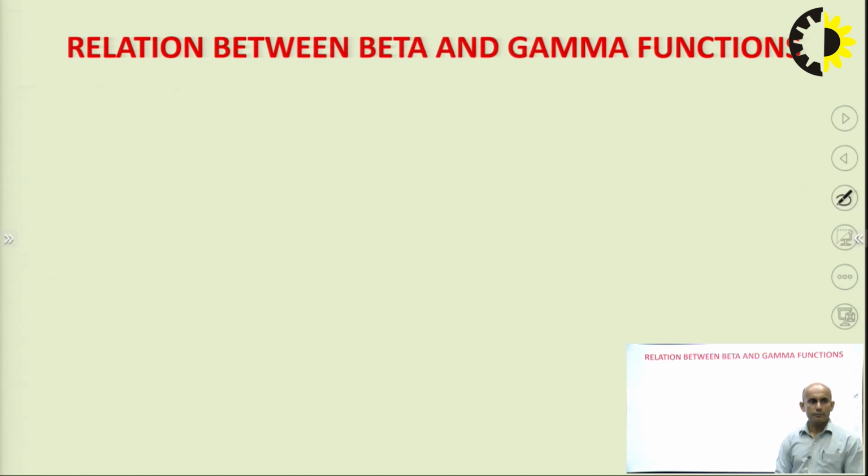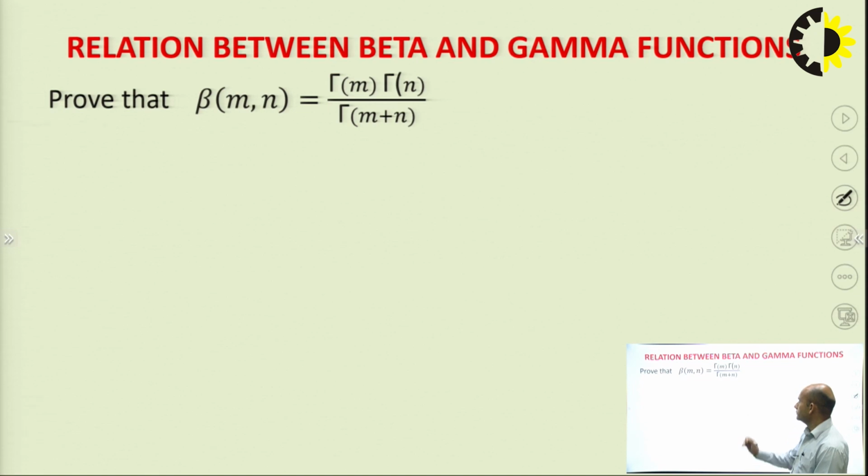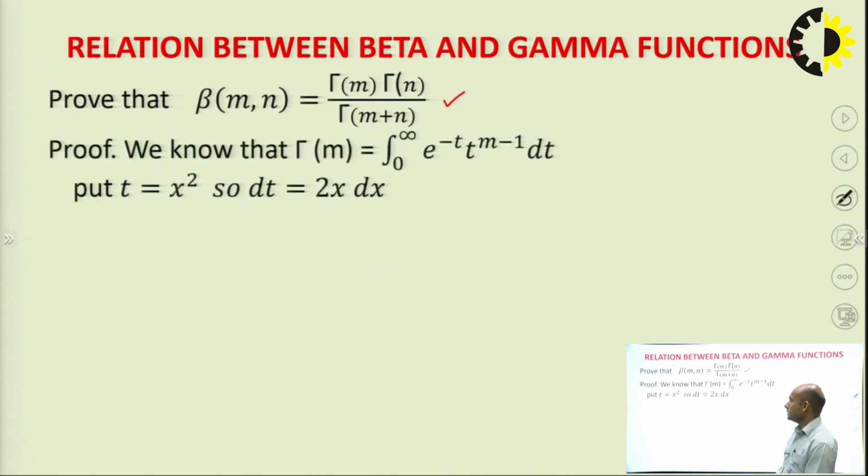Now we have a very important relation, and that is the relation between the beta and gamma functions. This is the relation: beta m, n equals gamma m, gamma n upon gamma m plus n. Now we have to show this relation. As we know, the gamma m function is actually the integral from 0 to infinity of e raised to minus t and t raised to m minus 1 dt. This is the formula of the gamma function.